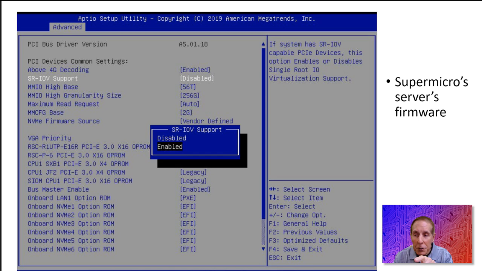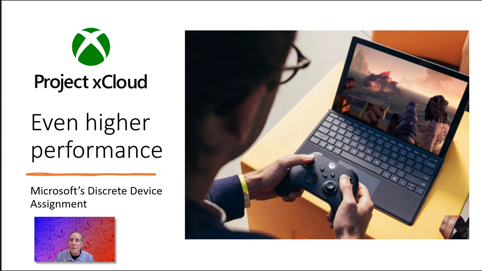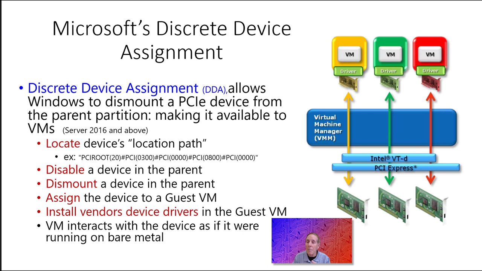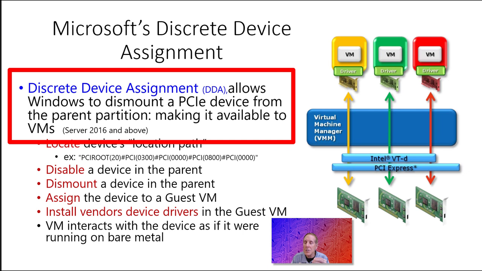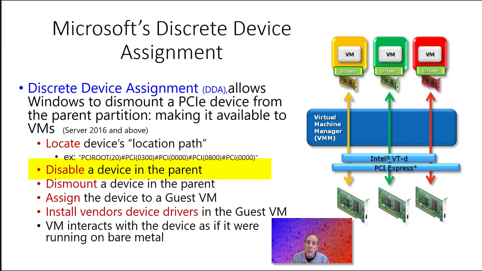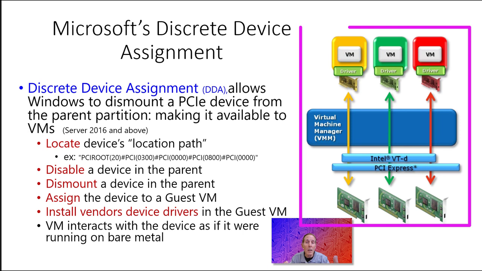Microsoft's cloud now needs even higher performance in its virtual machines and has created a feature called Discrete Device Assignment. This new feature, made available with Server 2016, allows Windows to dismount a PCI Express device from a parent partition and make it available to one of the VMs. So you first have to locate the device path, and you can see an example there. Then you disable the device in the parent. Then you dismount the device in the parent, and then you assign the device to a guest VM. You install the vendor's device drivers, and voila, that VM has bare metal access to that PCI device, whatever it is, typically a graphics card.